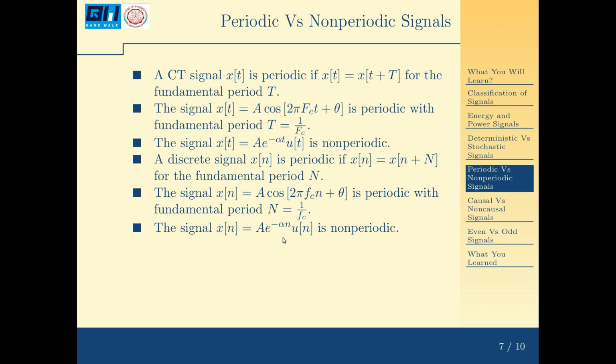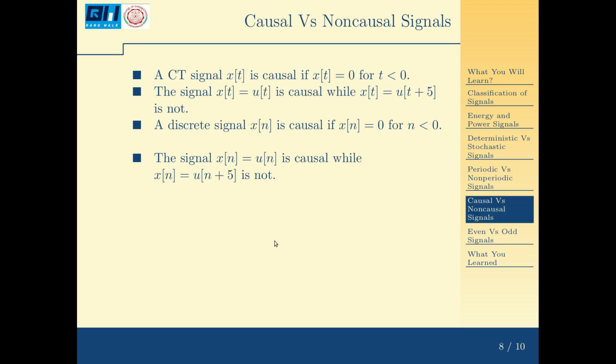And the signal x[n] equal to A e raised to minus alpha n u[n] is non-periodic, because this is an exponentially decaying signal. This is a non-periodic signal.